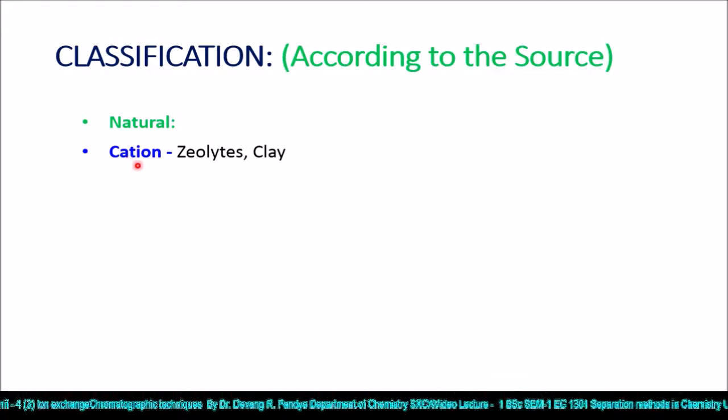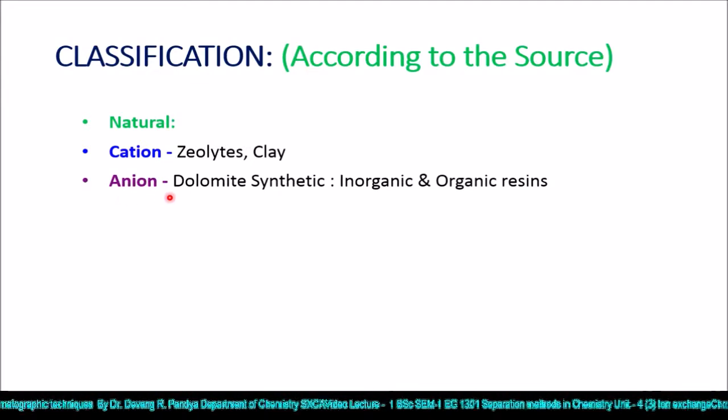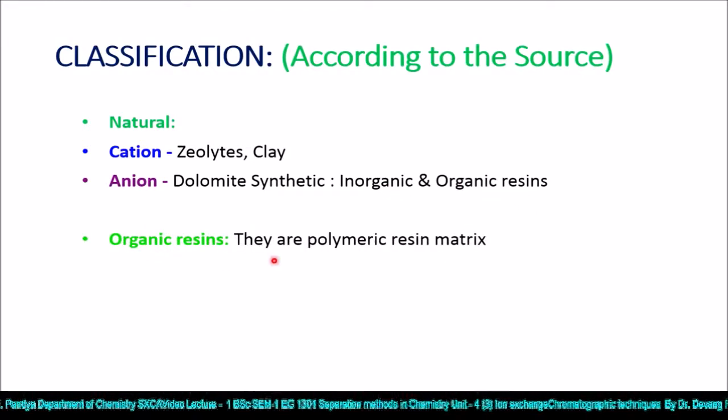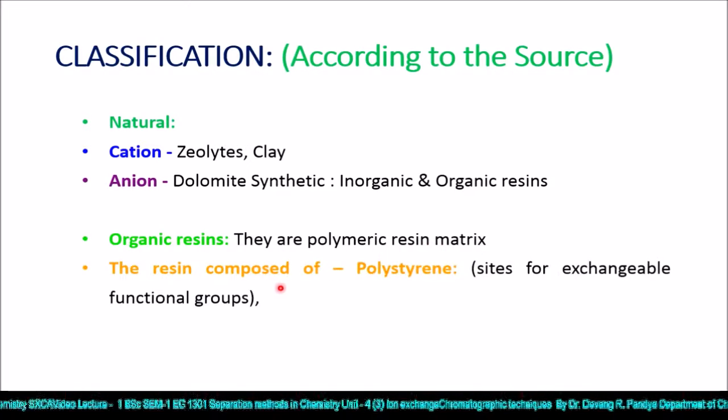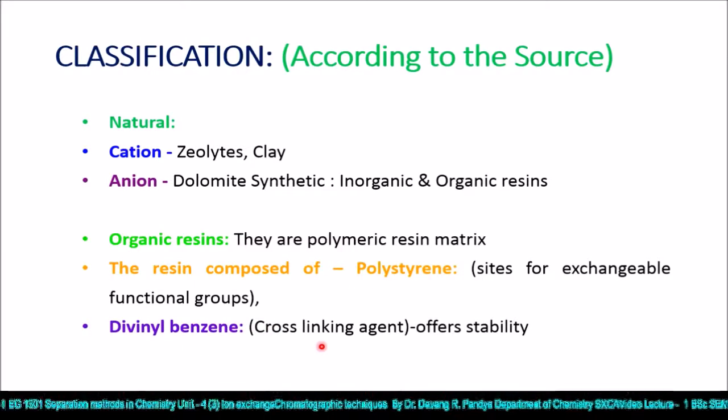Now classification according to the source. Natural source: as far as cation is concerned, zeolites or clay can be used, or as far as anion is concerned, dolomite, and as far as synthetic is concerned, inorganic or organic resins can be used. Organic resins are the polymeric resin matrix. The resin is composed of polystyrene, with sites for exchangeable functional groups, and divinyl benzene, that is the cross-linking agent, offers stability to this different kind of resin exchanger.